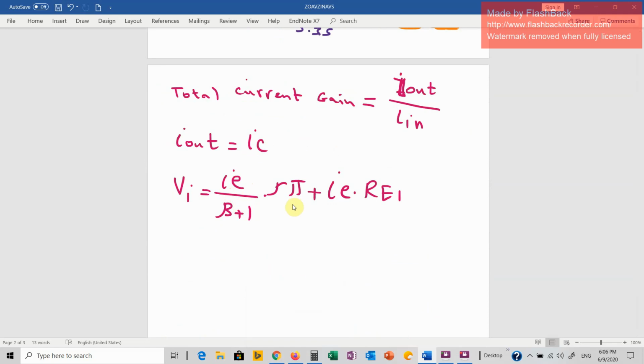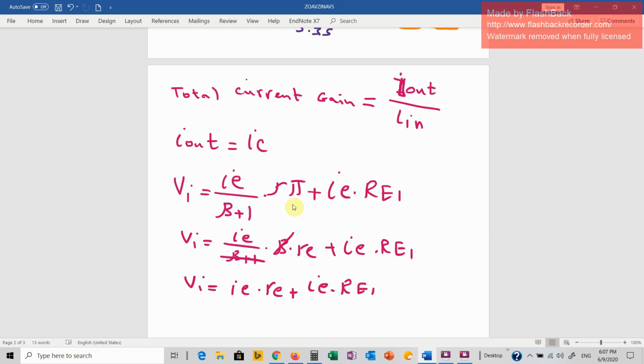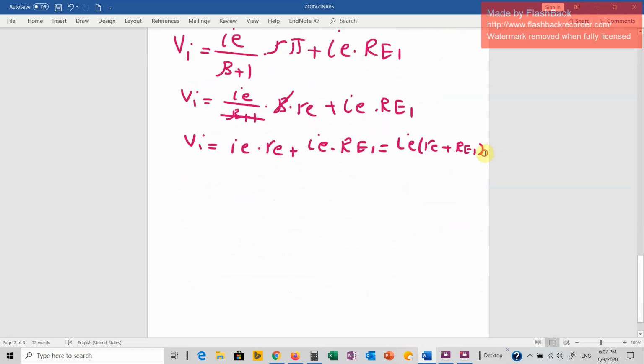So now VI is going to be IE by beta plus 1. What is R pi? It is beta RE plus IE times RE1. So you can ignore this one. Beta plus 1 cancels beta. So we can say VI is equal to IE times RE plus IE times RE1. So we factor IE out, times RE plus RE1 between parentheses.